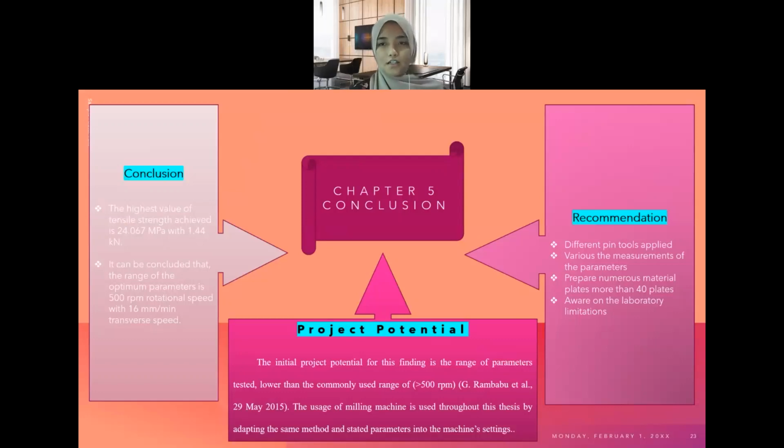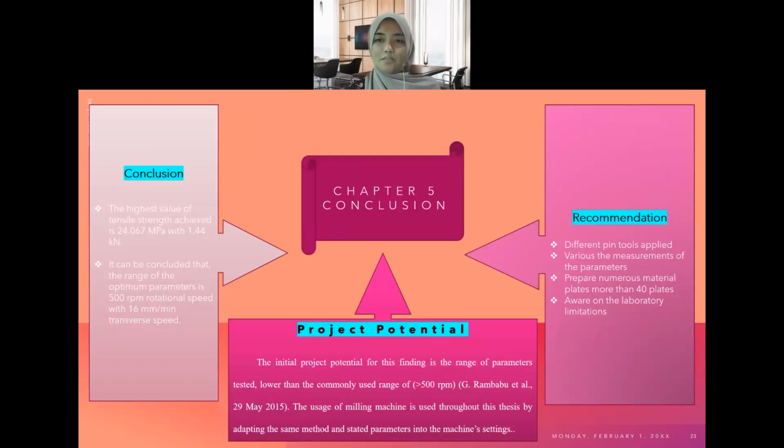Secondly, use measurements of the parameter within a small range. It means like, I used 500 RPM and 660 RPM. Maybe in the future, it can be 500 RPM, 600 RPM, 700 RPM, or in another smaller range like 1000 until 900, and you can use 910 RPM, 920 RPM, and so on.